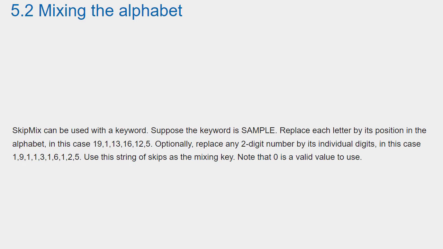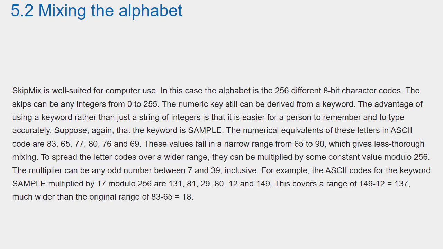Skip mix can be used with a keyword. Suppose the keyword is sample. Replace each letter by its position in the alphabet, in this case 19, 1, 13, 16, 12, 5. Optionally, replace any 2-digit number by its individual digits, in this case 1, 9, 1, 1, 3, 1, 6, 1, 2, 5. Use this string of skips as the mixing key. Note that 0 is a valid value to use.